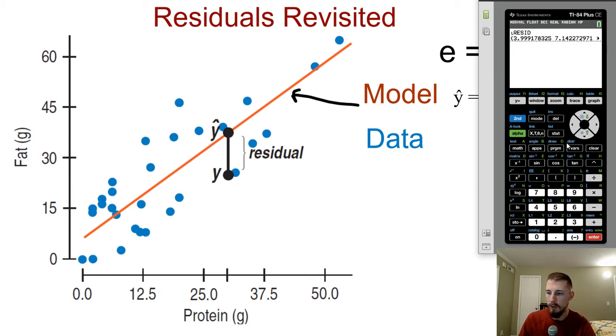Now, if you want to, you can actually go into stat and then edit. For list 3, you can hit enter, and then you can define list 3 by the residuals. So that's the easy way to get the residuals.